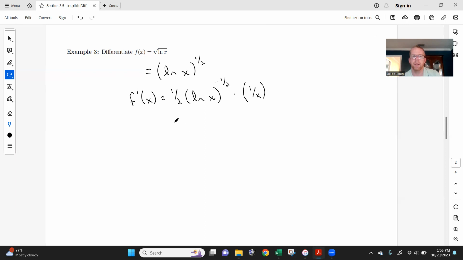Now let's simplify this. The negative exponent is going to go on the bottom. So we have 2, we also have an x on the bottom, 2x with the square root of ln of x. All of that is under 1.